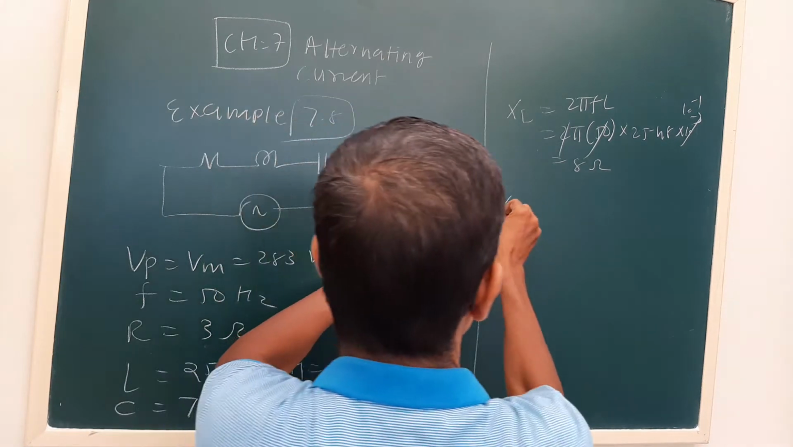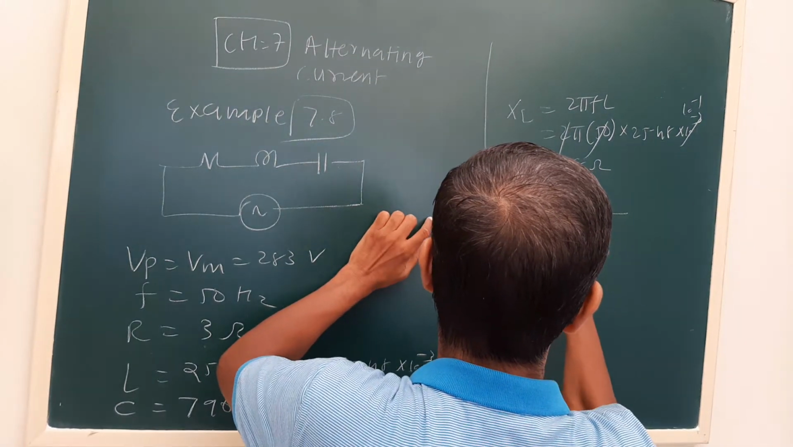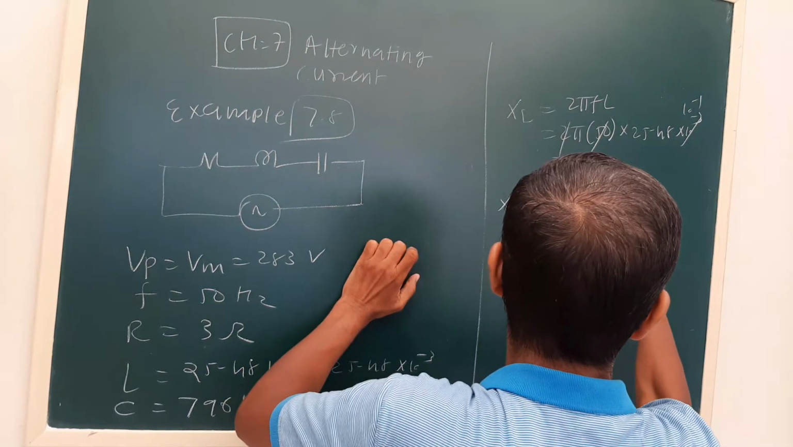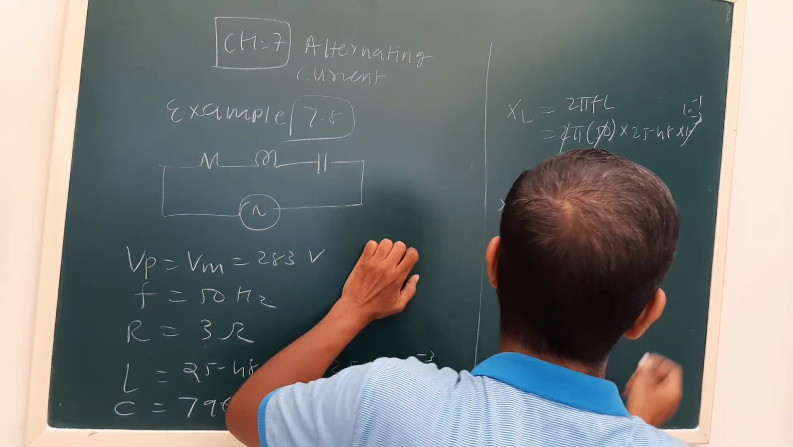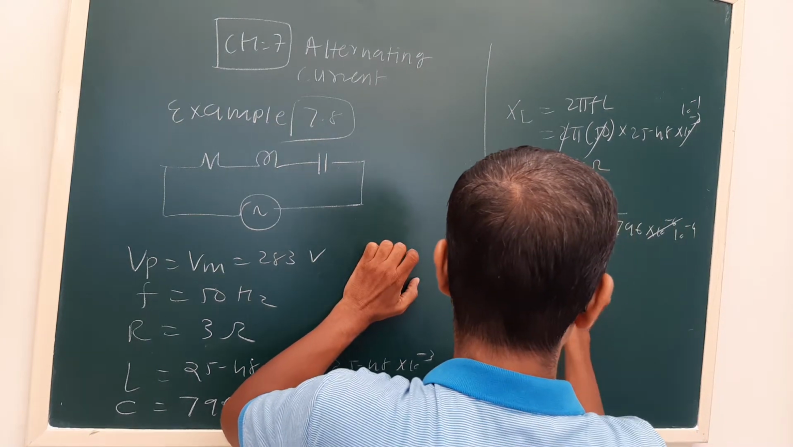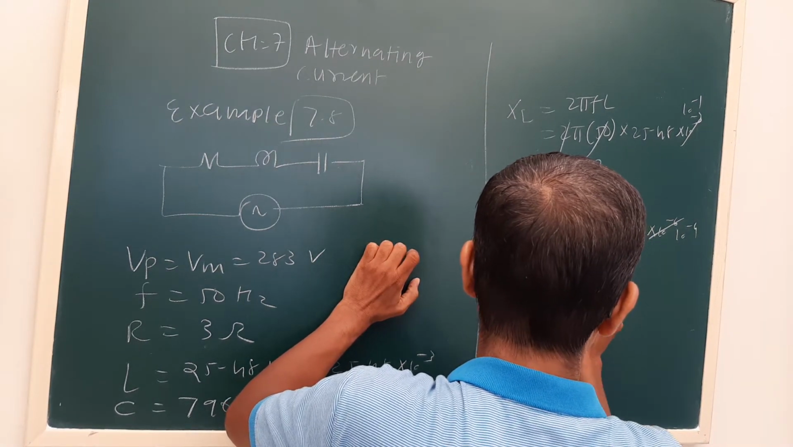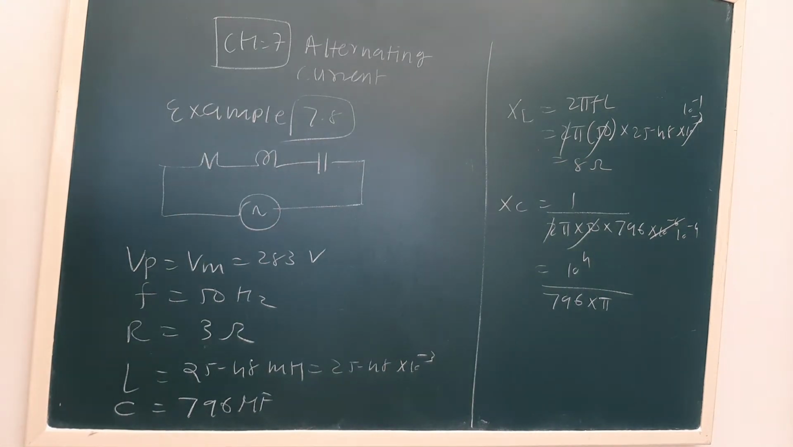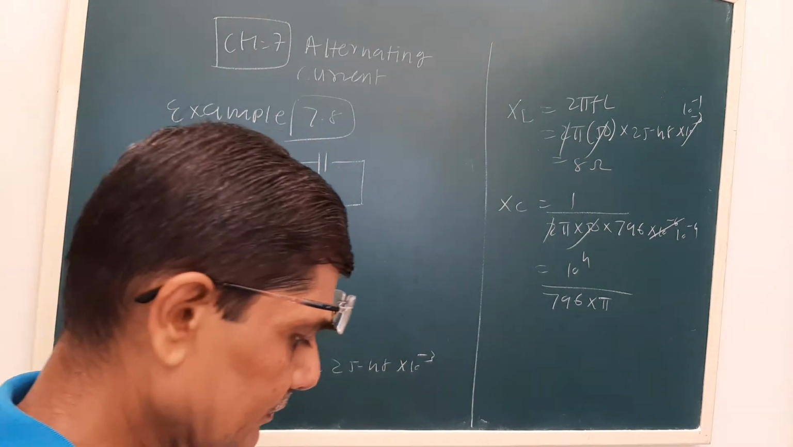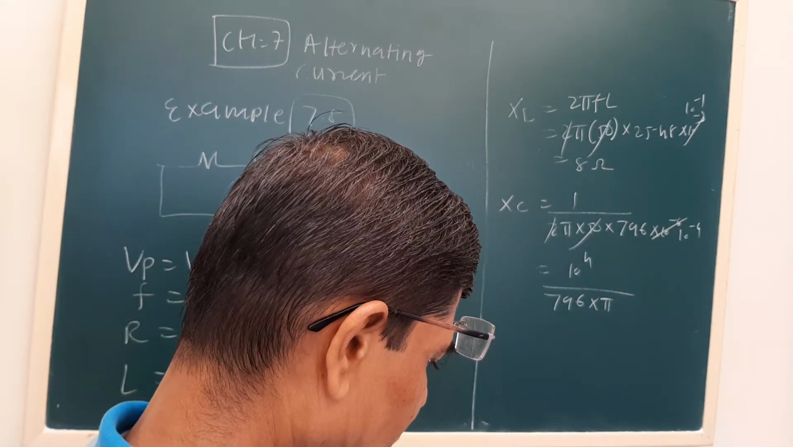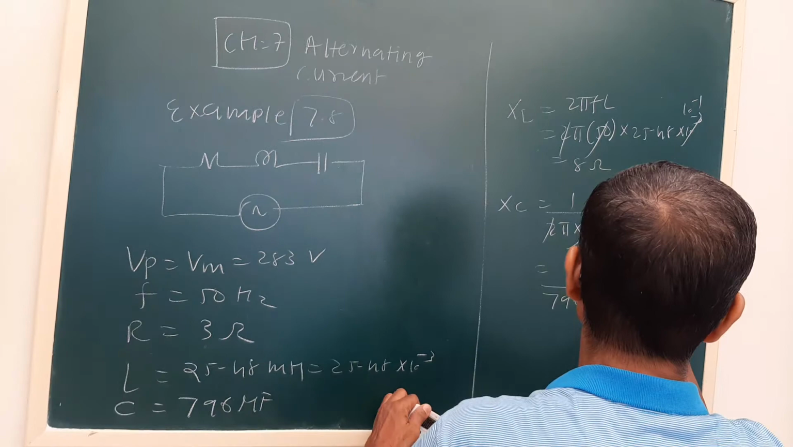Okay, XC is 1 upon 2 pi f C. 2 pi f is 50, 796. Again you can cancel this. This will move to the denominator. So if you calculate, see, this is 10,000 divided by 796 divided by 3.14. See, we will get it as 4.